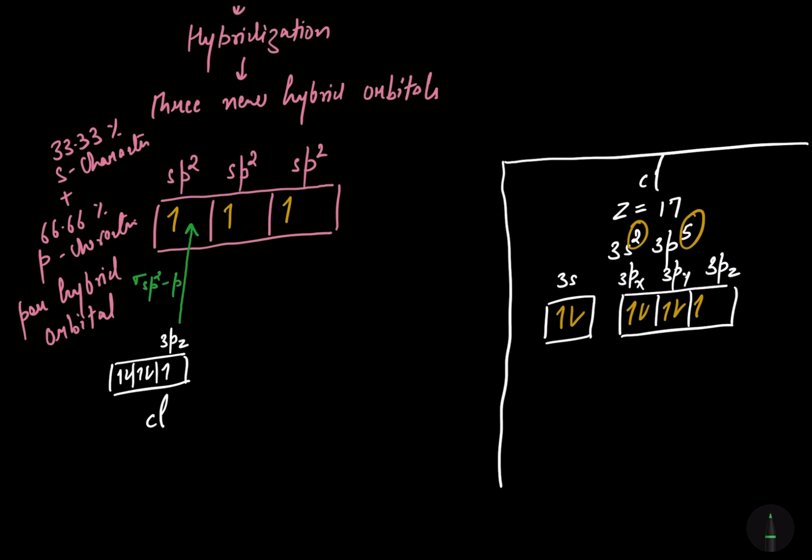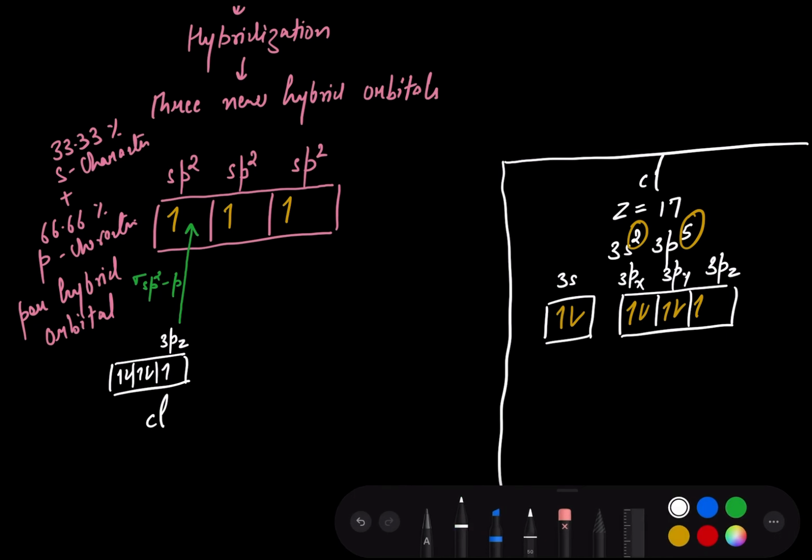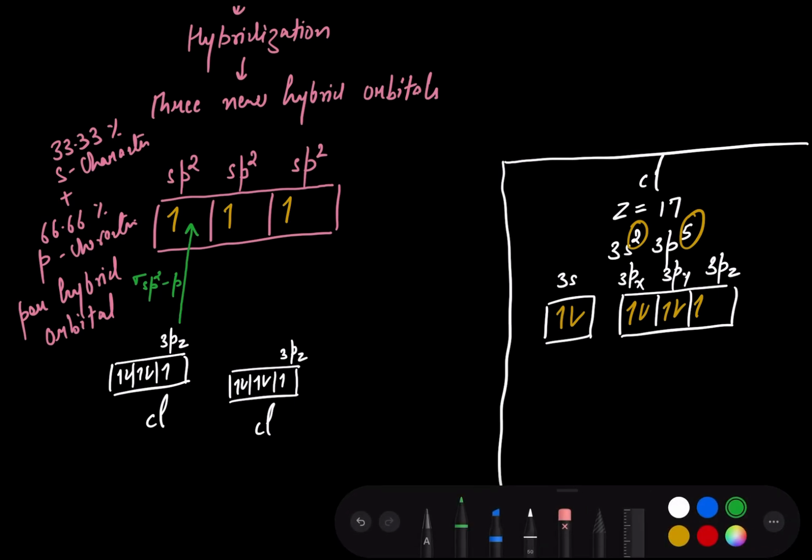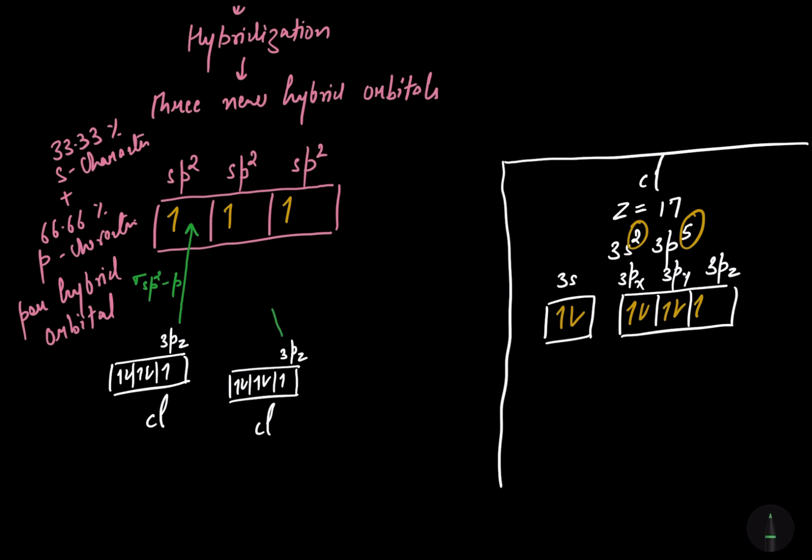Now let's talk about the second chlorine. That's also the same chlorine. Again we have 5 electrons in 3p: first, second, third, fourth and fifth. So we have 1 electron in 3pz only, which will again overlap. This 3pz orbital of chlorine will overlap with the sp2 orbital of boron to form the sigma bond. So again, this is the sigma bond that has been formed by the overlapping of the sp2 orbital of boron with the p orbital of chlorine.